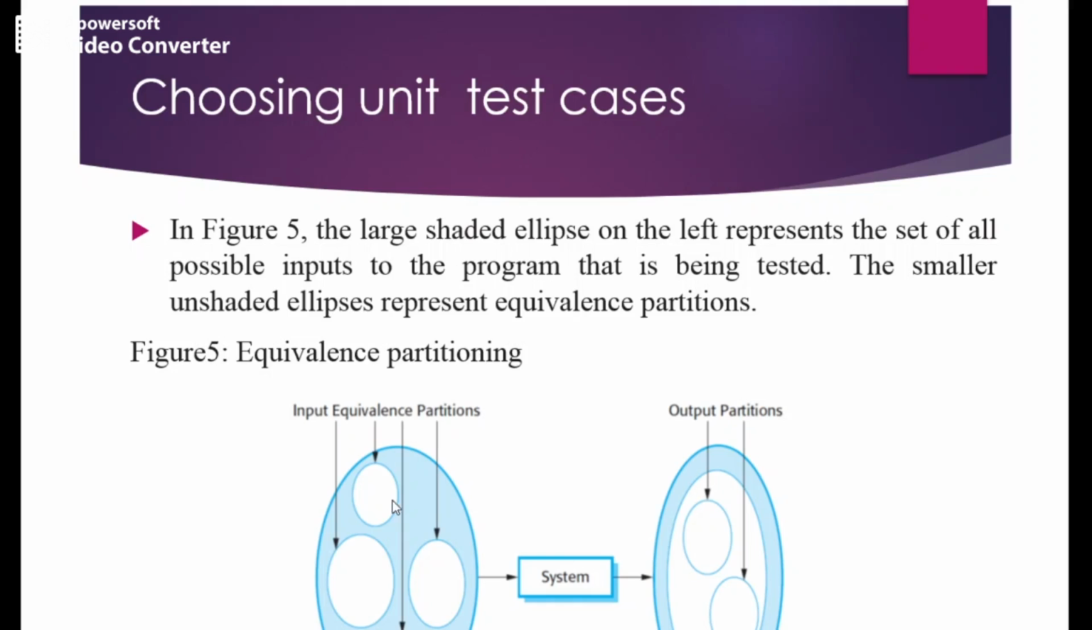These unshaded ellipses, these are called as equivalence partitions. So they are having common features there. Okay. So when you test this input, you are getting this as the possible output. So look at the output partitions. That is not equivalence partition, keep in mind. These are just the output partitions.